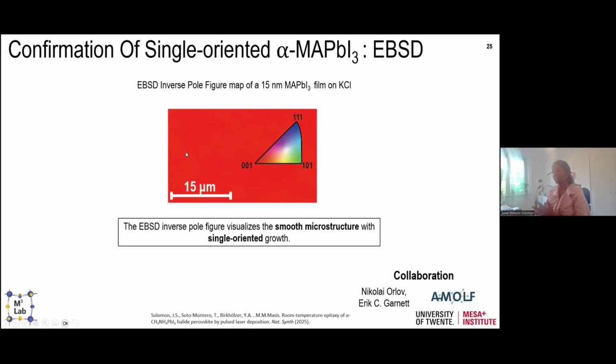So when I showed this image the first time in our group meeting, everybody was like, oh, did you just copy paste the rectangle there? But no, this is an actual measurement showing how smooth the microstructure is with a single orientation.